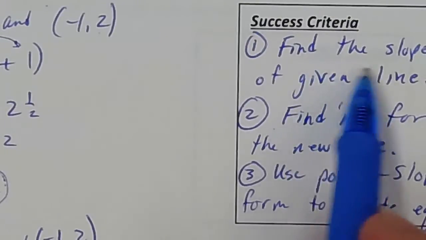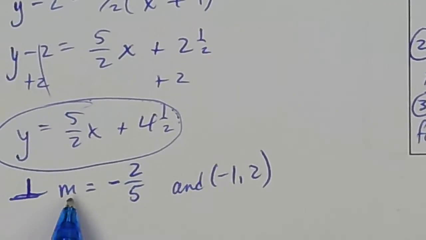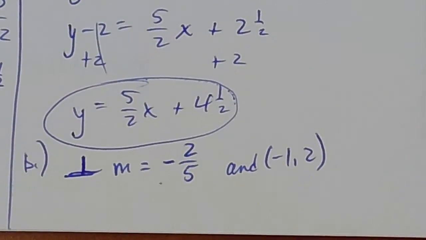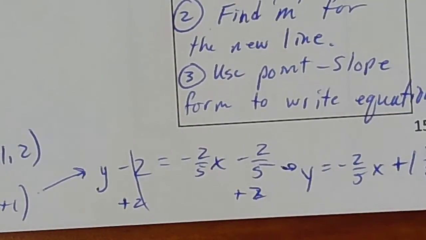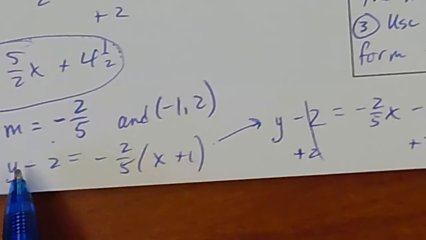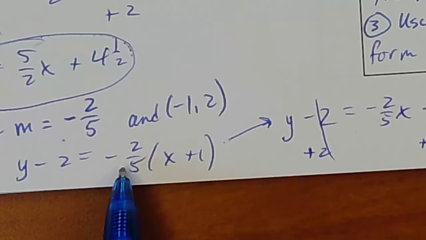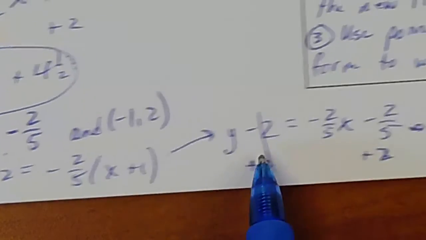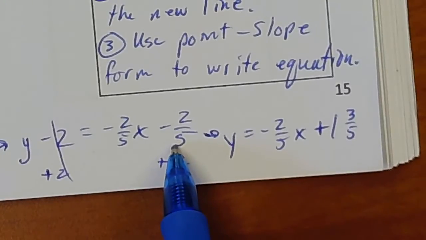Okay, so we found the slope of the given line, 5/2. Now we found the slope for the new line. For b, it's negative 2/5. Finish it by using point slope. There it is. Got a little tricky with the fraction work over here. I'll try to quickly explain. Distribute the negative 2/5 we get here, and then add 2.